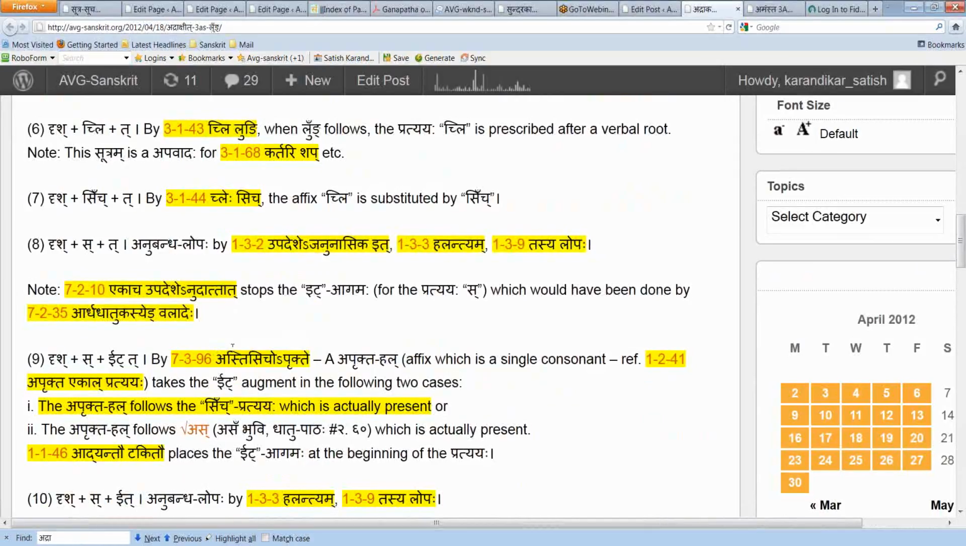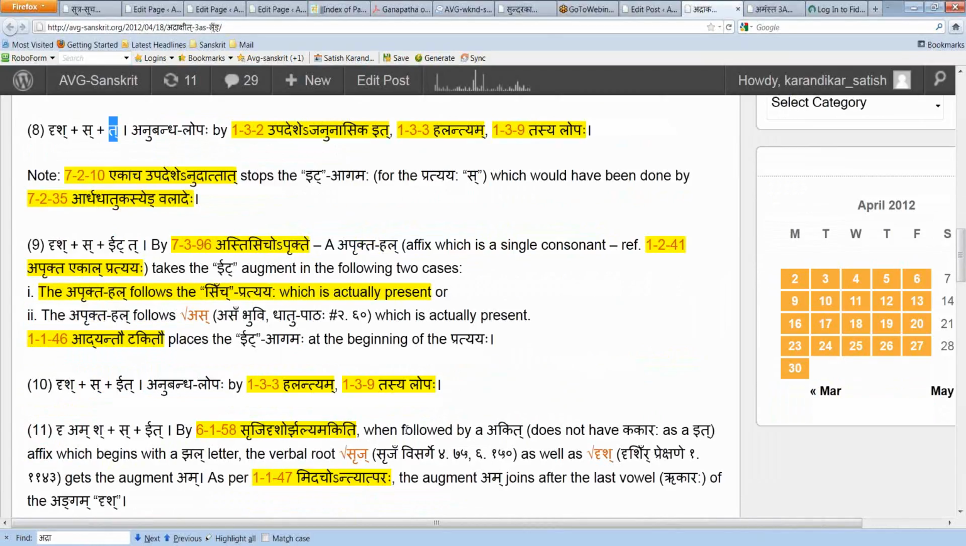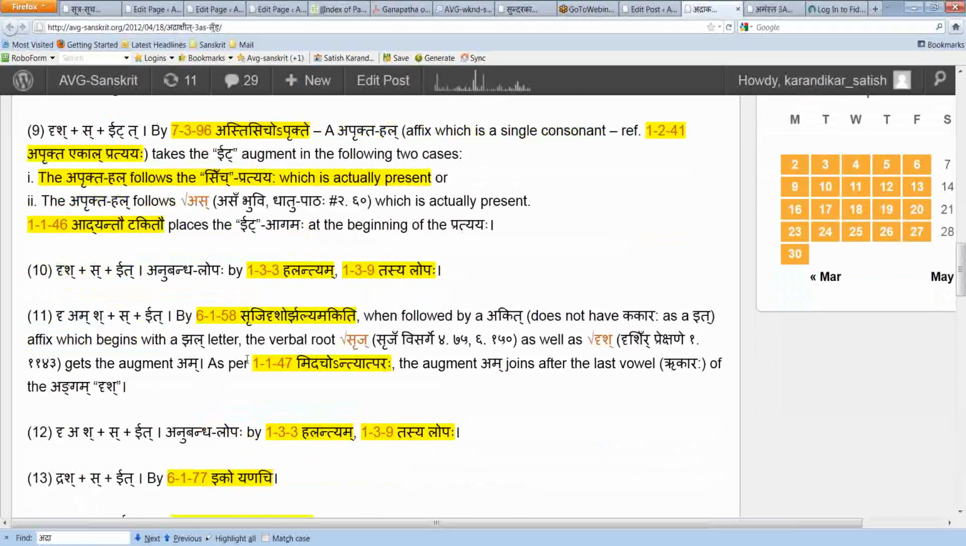Asti sicho prukte, because we have a vidyamana sicha, followed by the ta pratyaya, which is a prikta pratyaya, it's a hal. So that gets the ida agamaha adyantau takitau and anubandha lopaha. Then of course we get this special agamaha by suji drishor jhalyamakiti. So before we can use this sutram, suji drishor jhalyamakiti, we have to first see the ida agamaha, because this sutram only applies jhali. So we have to first make sure that this pratyaya does not have an ida agamaha. Otherwise we cannot use the suji drishor jhalyamakiti. Or should be akit also.